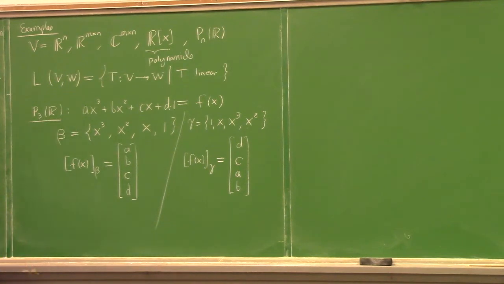So we have a function and the basis. The coordinate map trades the abstract vector for the corresponding column vector of coordinates of the vector. And those are unique because the basis is independent.